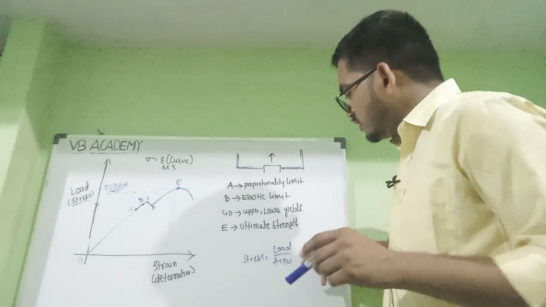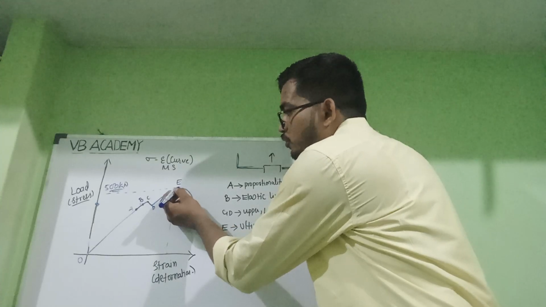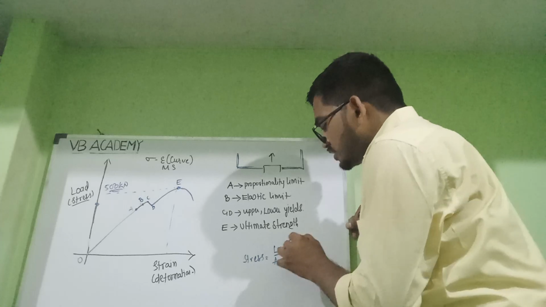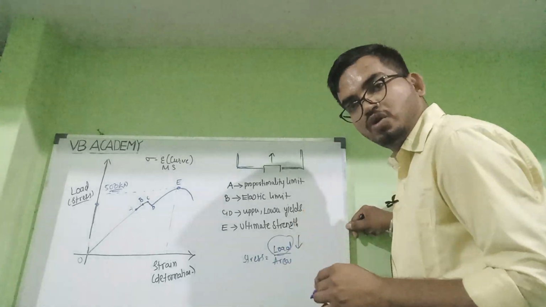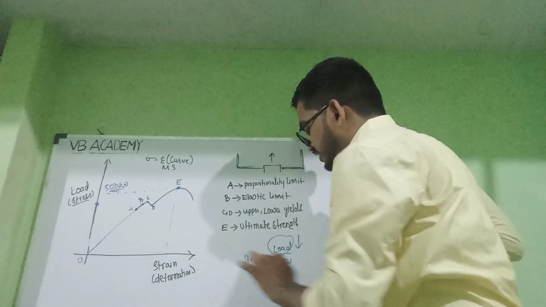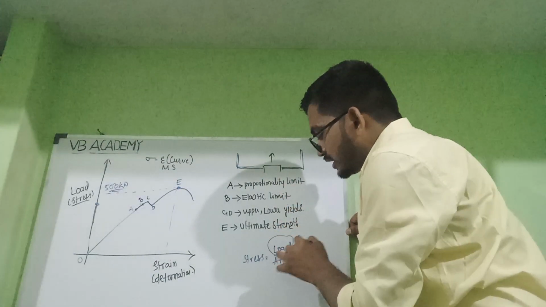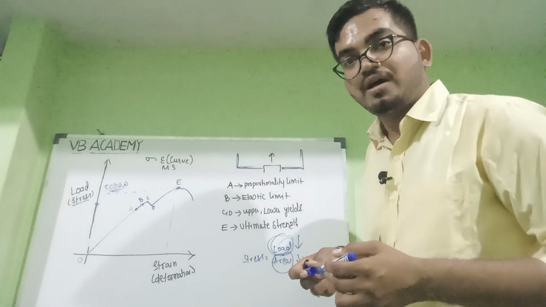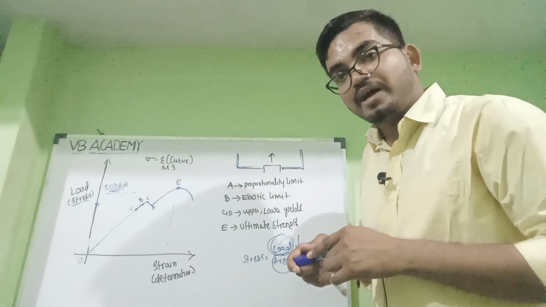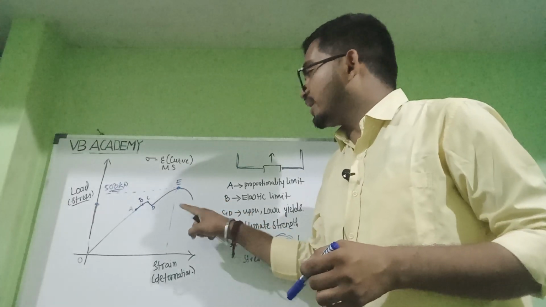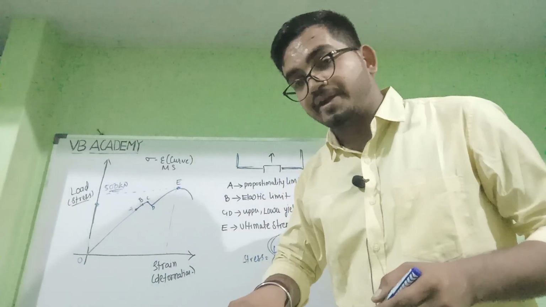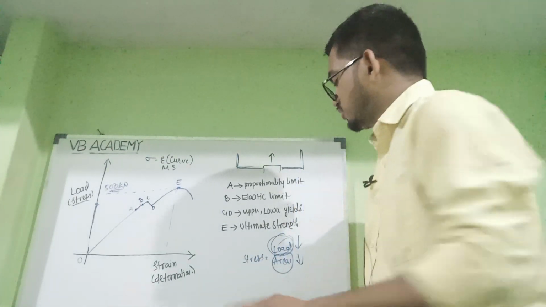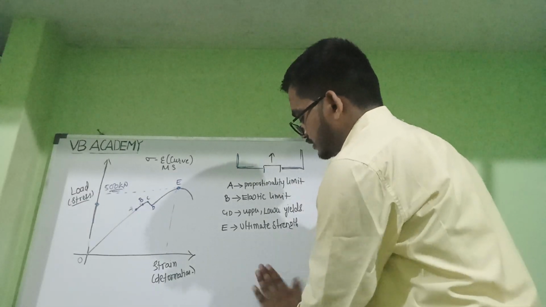Clear, right? So what is happening after this point, ultimate tensile strength? The load is decreased. Load is decreased means stress is decreased due to what? Due to the decrement in the area; the load required to deform it is less. Clear? If you got this point, then come here.